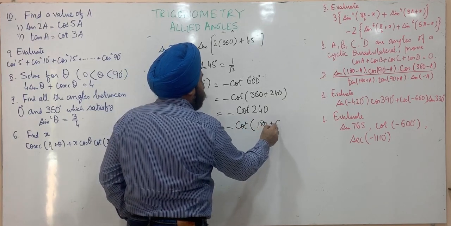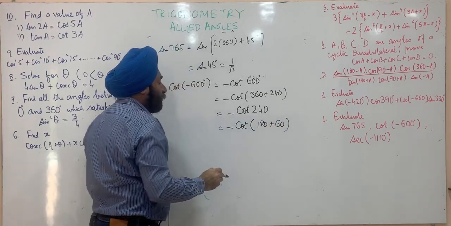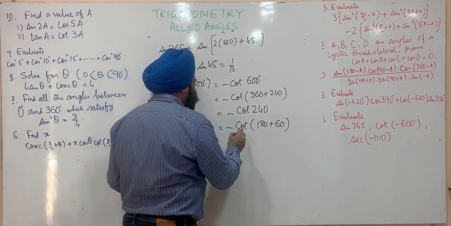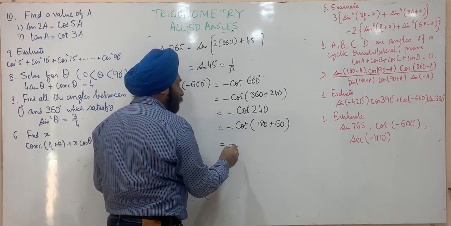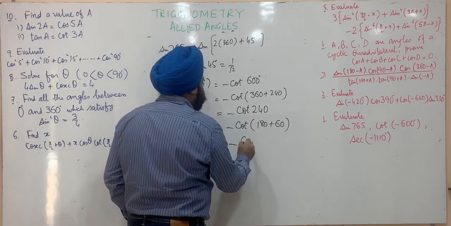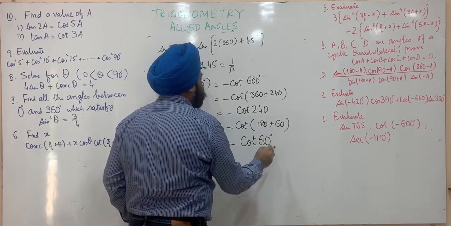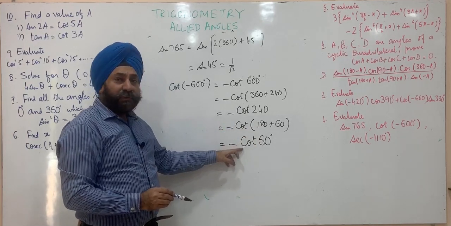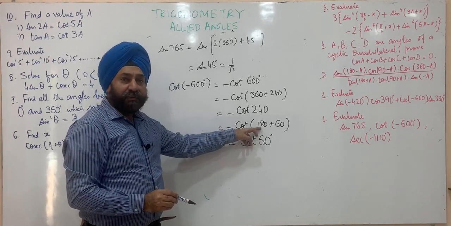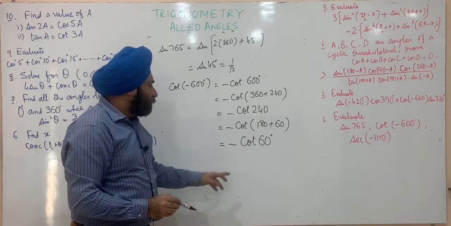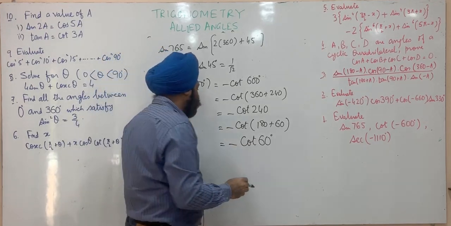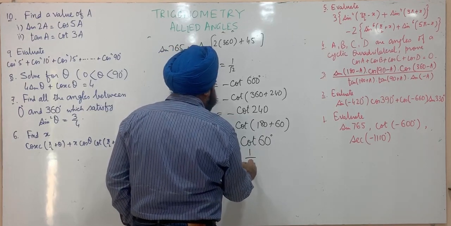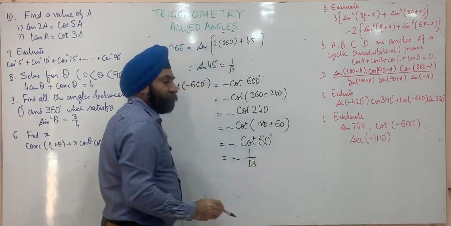240 is 180 plus 60. Now 180 plus 60 is in the third quadrant where cot is positive. We already have a minus sign here, so this is minus cot of 60 degrees. It is an even multiple of 90 degrees, so there is no change of trigonometric ratio. So this is cot of 60 degrees, and this is minus 1 by root 3.